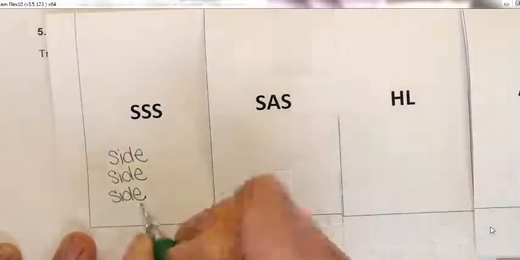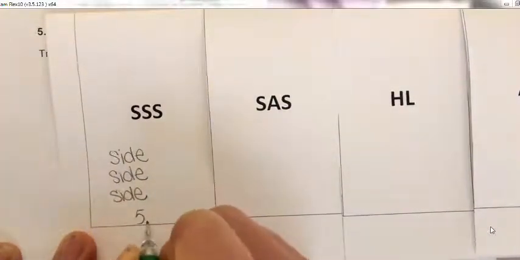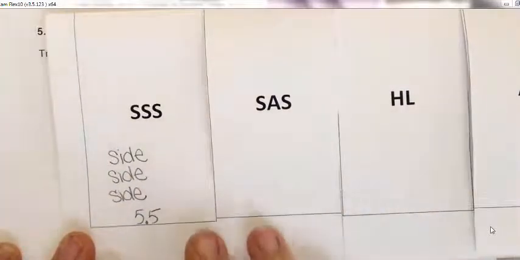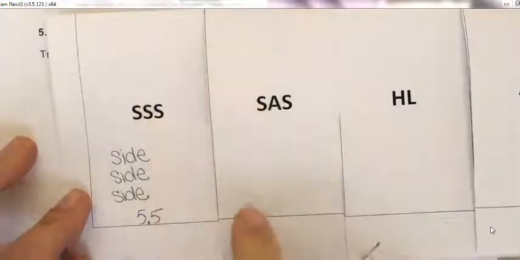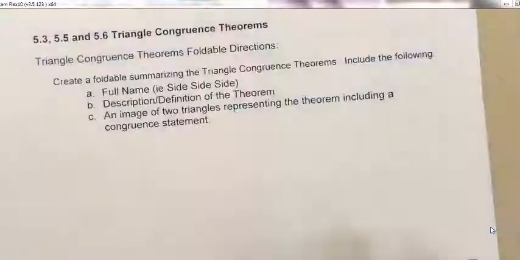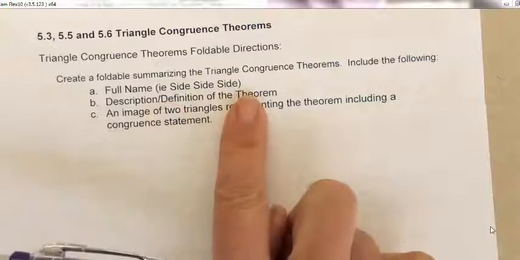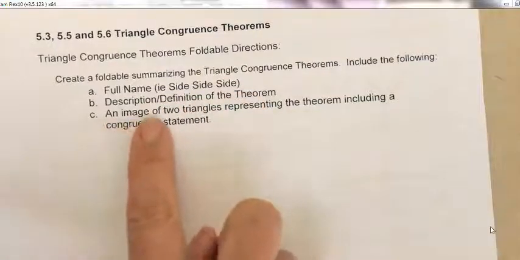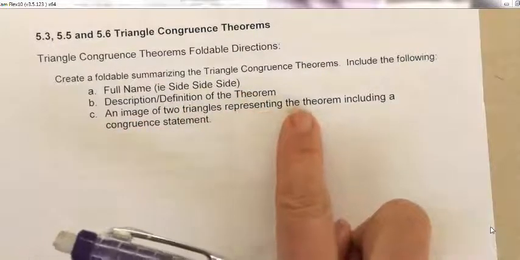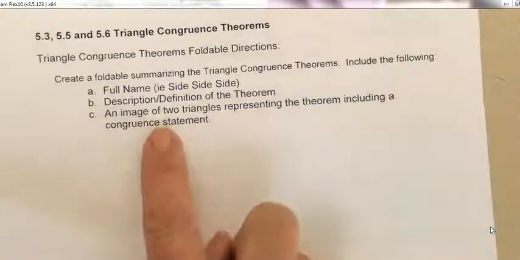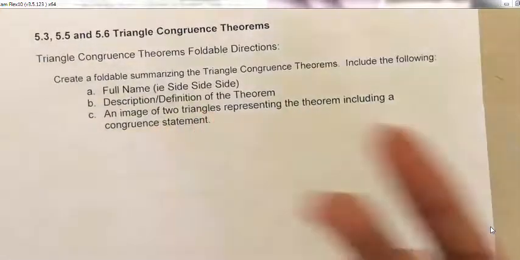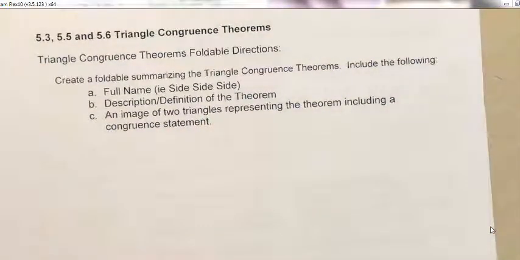I'll also give you the section, because I would encourage you to go back and study and read through the section, right? Read through what side, side, side actually means. I'll tell you what it is, but it's also good for you to read. We're going to give a description or a definition of the theorem. And then we're also going to do an image of two triangles representing the theorem, including a congruence statement. So triangle blah, blah, blah is congruent to triangle blah, blah, blah.